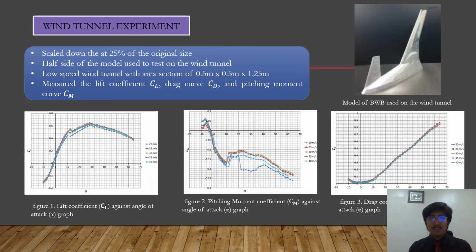The main objective is to measure the lift coefficient, drag curve, and pitching moment curve. As you can see from the table figure below, there are three types of graph against the angle of attack: firstly the lift coefficient, pitching moment, and drag coefficient. The figure above shows a model of the blended wing body used in the wind tunnel. This blended wing body has a canard design.